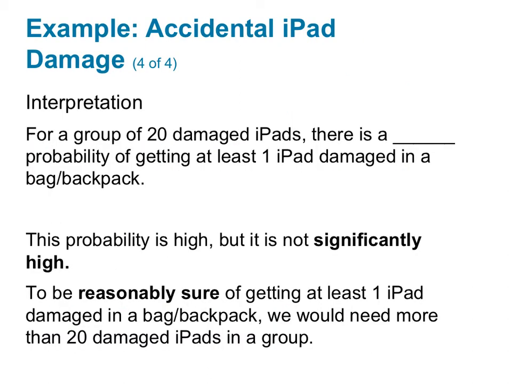So the interpretation for the iPad damage problem: for a group of 20 damaged iPads, there is a 0.710 probability of getting at least one iPad damaged in a bag or backpack. This probability is high, but it is not significantly high. To be reasonably sure of getting at least one iPad damaged in a bag or a backpack, we would need more than 20 damaged iPads in a group. So remember, a larger N gives us better results.